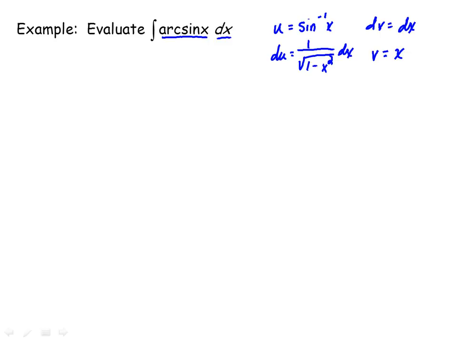Alright, so let's plug into our formula. We're going to have u, which is sine inverse x, times v, which is just x, minus the integral of v, which is x, du. Now this is where it gets a little crazy. Our du is going to be 1 over the square root of 1 minus x squared dx. Okay, so the first part, there's nothing you can do. I mean, we can clean it up just by rewriting it, but really and truly, it doesn't do anything. Now the second one, let's think.